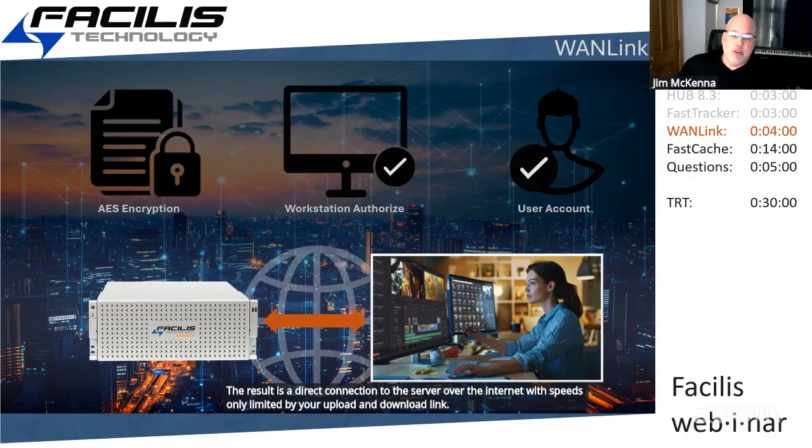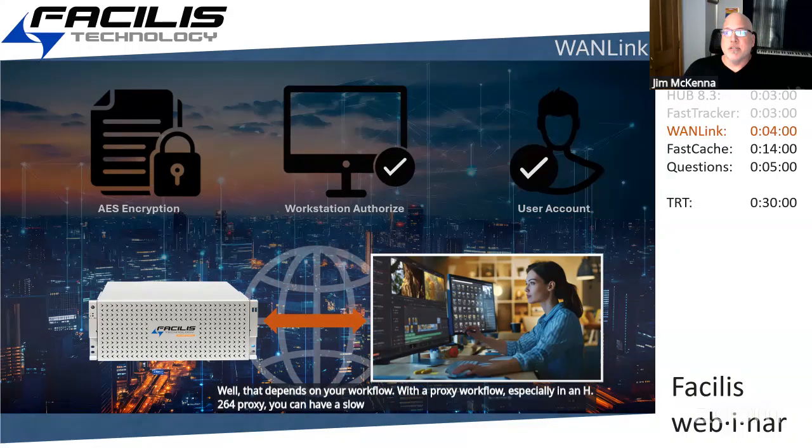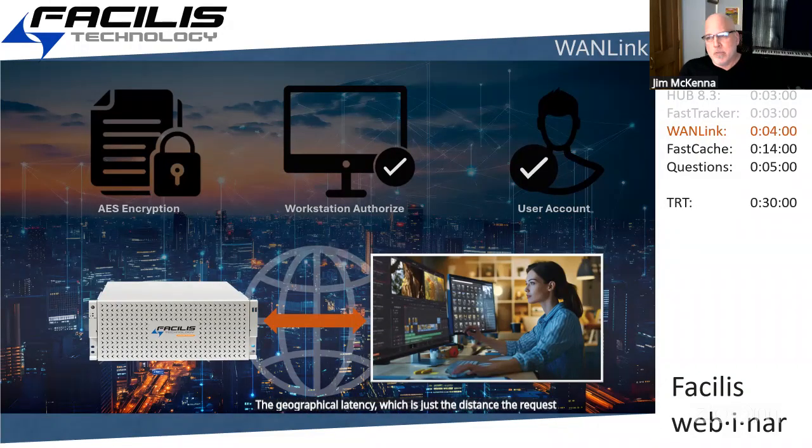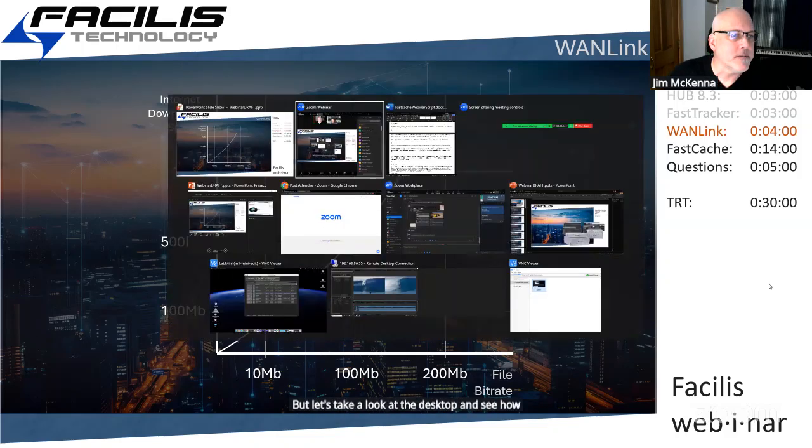So your question may be, what's the internet speed requirement? Well, that depends on your workflow. With a proxy workflow, especially an H.264 proxy, you can have a slow connection and still stream successfully. The geographical latency, which is just the distance the request has to travel, will limit the application capability when it comes to video bit rates. Here's a rough estimate of what you can expect from various internet download speeds in our experience. I can get 145 megabit video to stream well on my desktop at home. Some of our customers have been successful with up to 220 megabit. But let's take a look at the desktop and see how WAN Link really works.